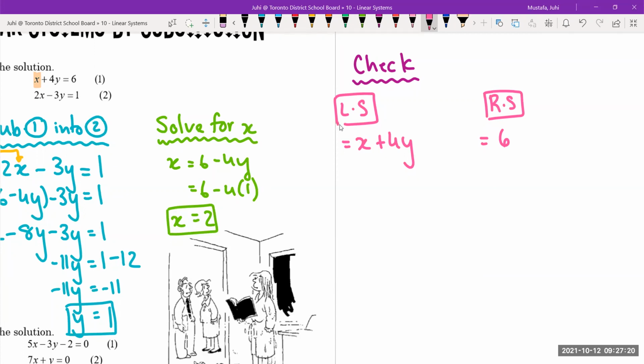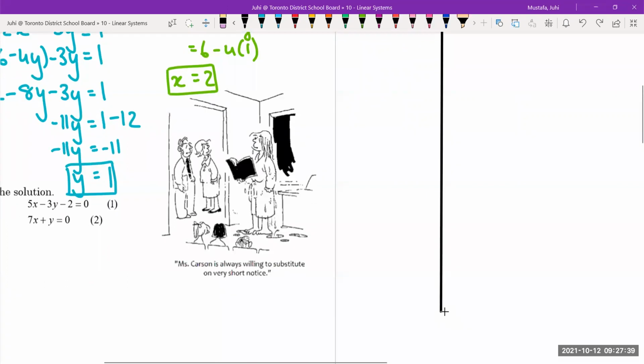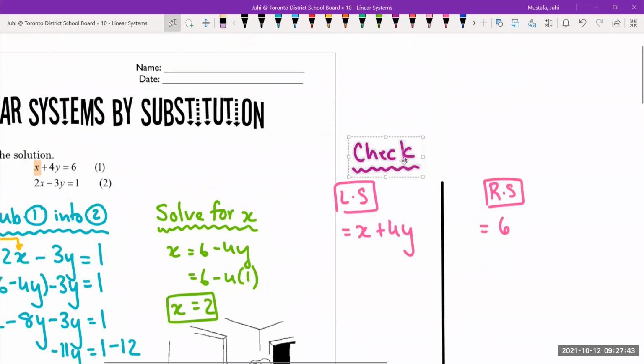So do you guys notice how I don't have them equal to one another? Because when you're doing a check, you don't know if they're equal to one another. You're trying to prove that, right? So you can't actually set them equal. You have to have them separate. If you want, some people like to have a line of separation just so that they know that they're keeping their checks separate. One is a left side, one is a right side. And you can absolutely do this.